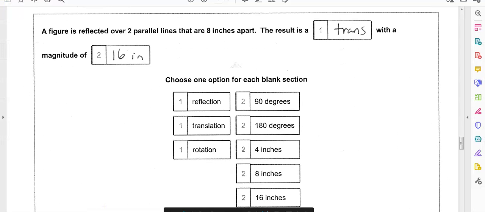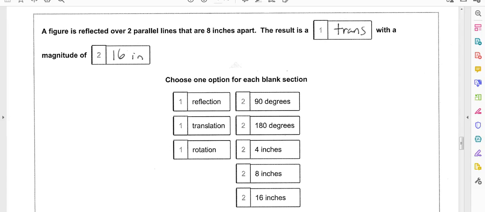We say if a figure is reflected over two parallel lines that are 8 inches apart, what is the result? And we're saying it's a translation 16 inches. And that's true because there is a theorem that says when you reflect over two parallel lines, it's really just a translation. And how far, the magnitude is always double how far the lines are apart.